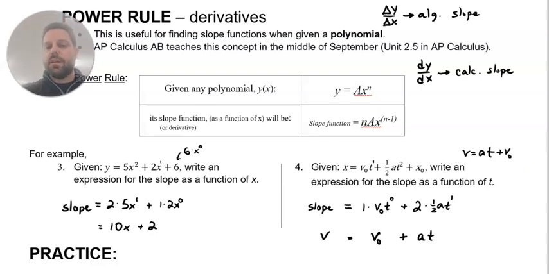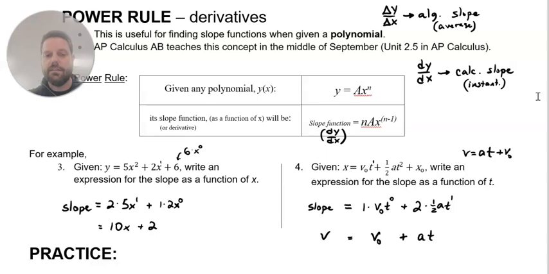What I mean by that is algebraic slope is the average rate of change, whereas dy dx is considered to be instantaneous. So this is the instantaneous slope of a tangent line, whereas algebraically when we're calculating this, it would be the average rate of change. So we could have replaced this with dy dx equals this, and we could have replaced this with dy dx equals the slope function.